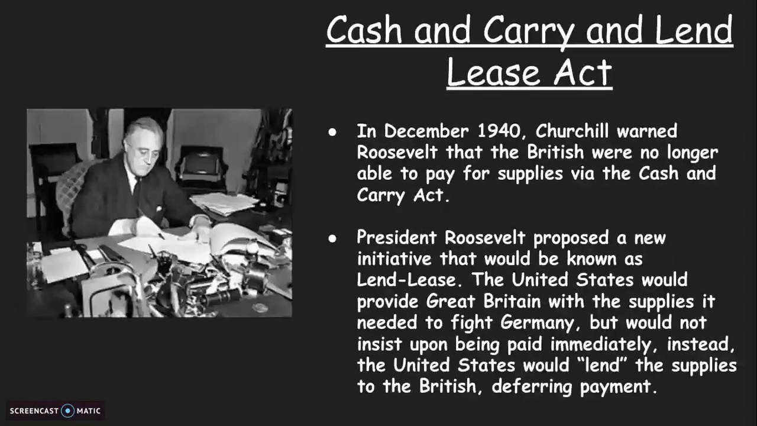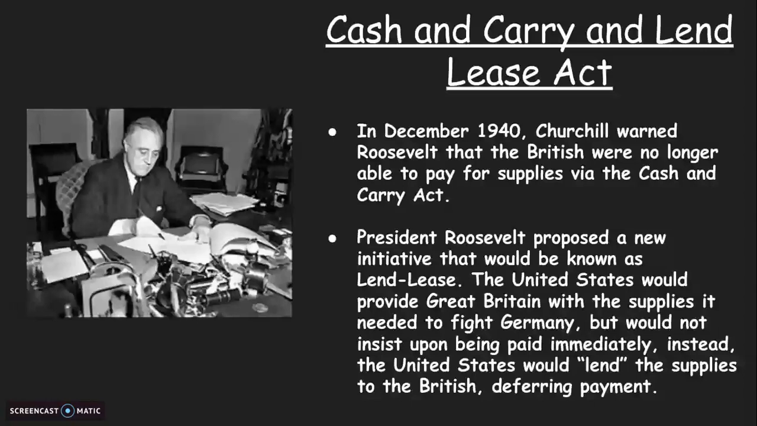So in 1940, Churchill, who was the Prime Minister of Britain, says to Roosevelt, hey, in Britain, we can no longer afford to pay via the cash and carry basis. We are at war. We are spending a lot of money. We're trying to buy ammunition, gas, and all this other stuff, but we just can't afford it anymore. We're building planes. We're doing all this other stuff. What can we do? We need your help. We need you to not stay neutral.